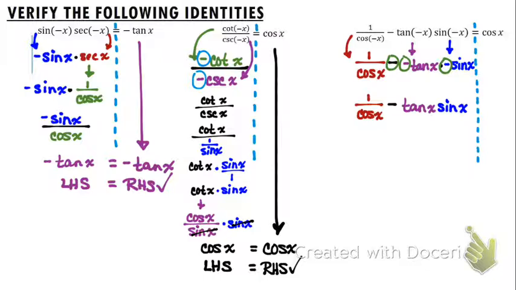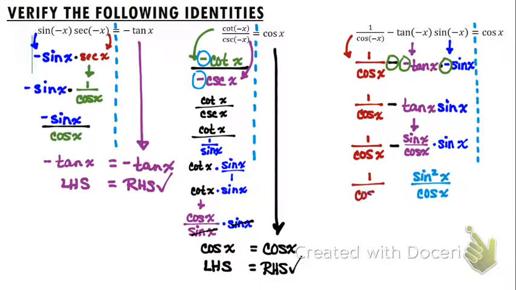What can I do? Instead of tan, I can write that as sine over cosine. We're multiplying that to sine, right? So how can I simplify that idea? How do I multiply those together? It's going to become sine squared x over cosine. So I have 1 over cosine minus sine squared over cosine.